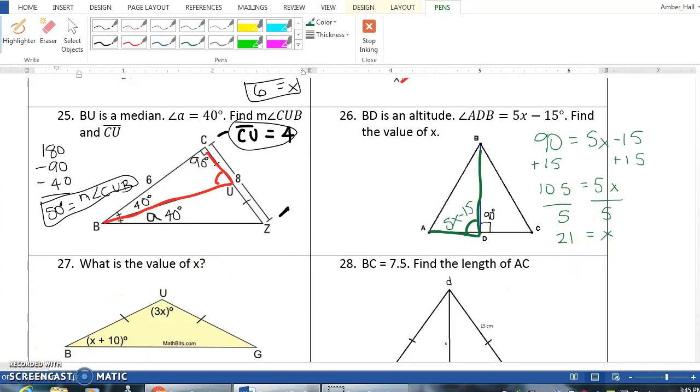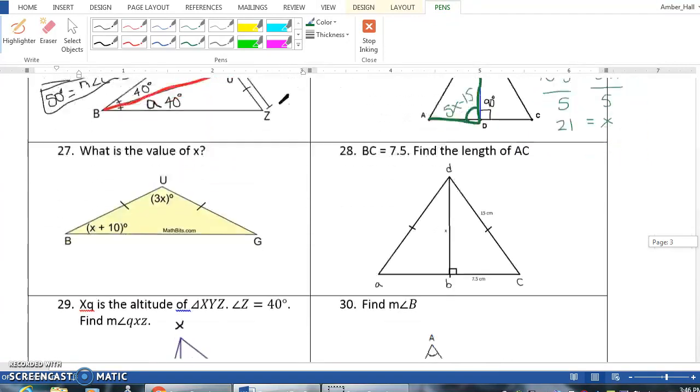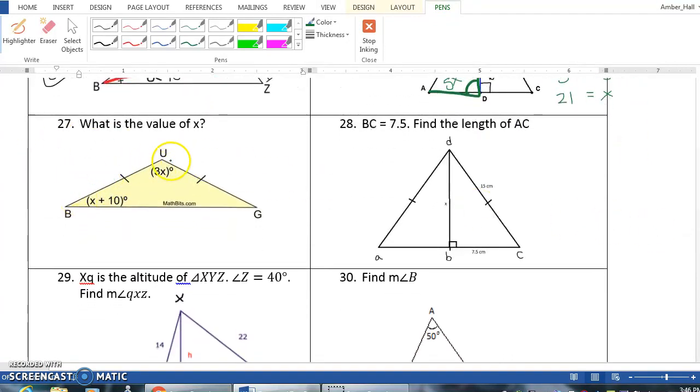Next, what is the value of x, number 27? Well, I see that these two sides are congruent, so therefore I know that this is an isosceles triangle, and I can remember from before that the base angles of isosceles triangles are congruent, so if this is x plus 10, this is also x plus 10.